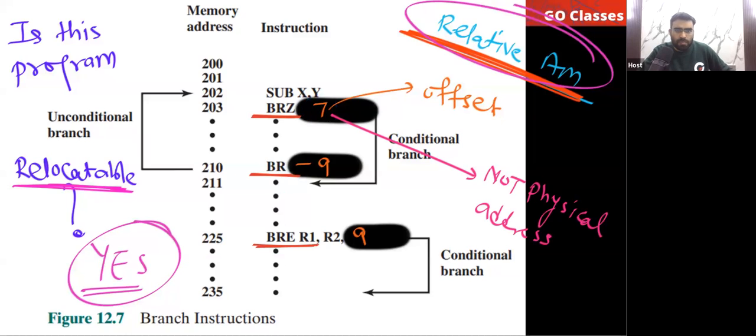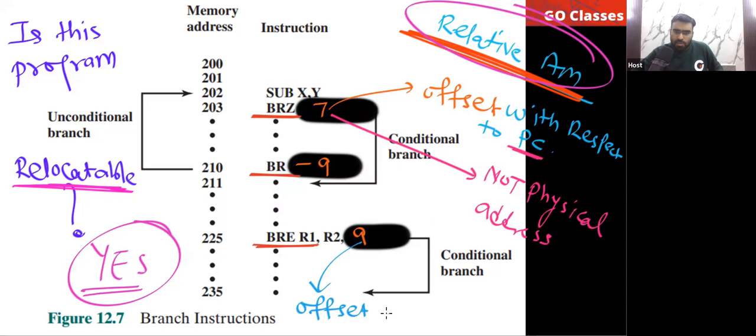Okay, with respect to whom? This is an offset with respect to the program counter, right? Yes or no? Very simple. So you can see this is an offset with respect to the program counter. Similarly, this is also an offset with respect to the program counter.